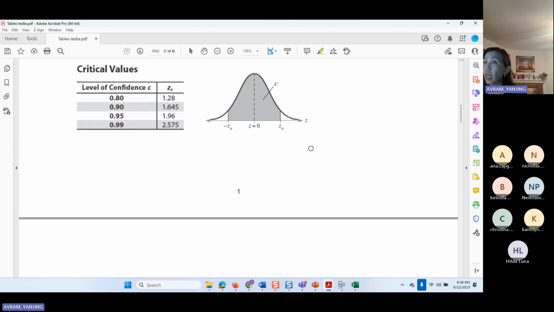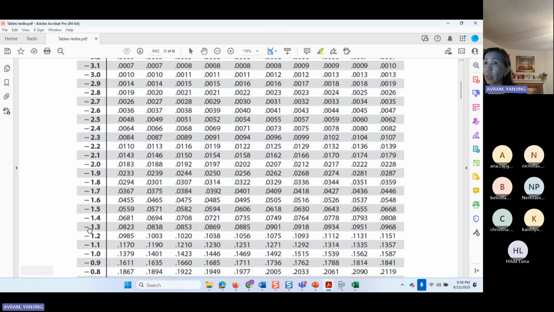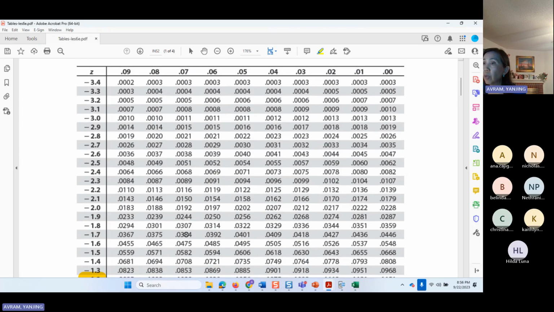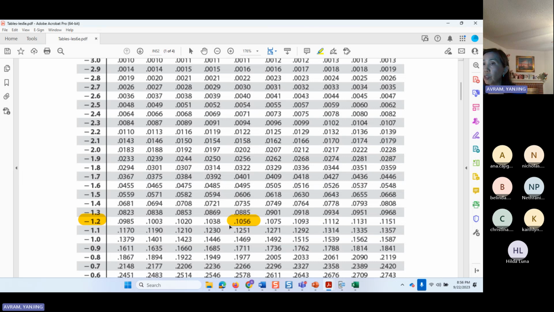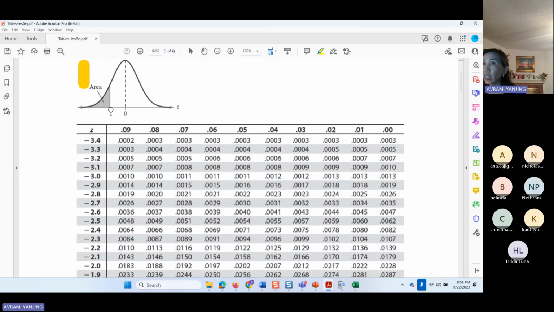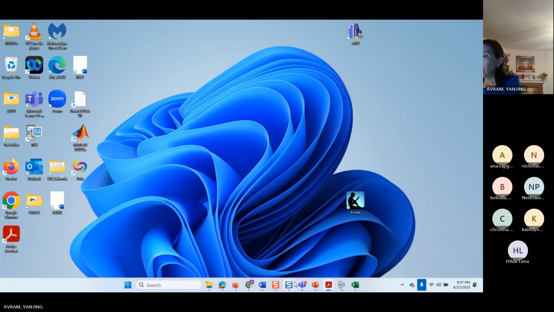But if my z-score is negative 1.25, I need to come here to look at negative 1.2, and then the 5 on the top. That would be 0.1056. So if I have a z-score equal to negative 1.25, this will be just this small area. Remember, the z-score area always corresponds to the area to the left.